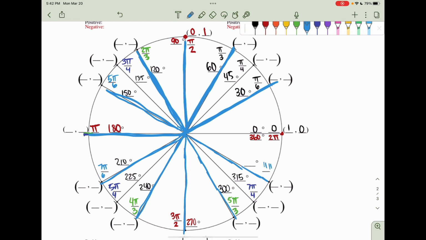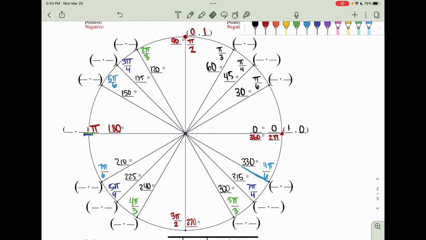So 11 pi over 6, that's just pi over 6 shy of 12 pi over 6, which would take me to 2 pi. So 15 degrees more than 315 is 330, and that's 30 degrees shy of 360. So there are where all of our angles come from and how we can build our way around this unit circle using reference angles.